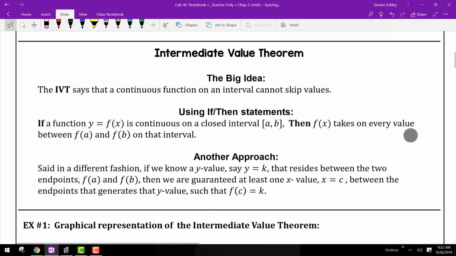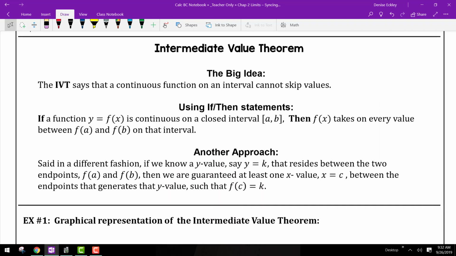So first thing we have to know is that the IVT, as it's called, has to work with a continuous function. That's important. So the idea of if-then, if this happens, then something else is guaranteed. And that's the whole crux of the IVT. So if a function f of x is continuous on a closed interval, then f of x takes on every value between f of a and f of b on that interval.